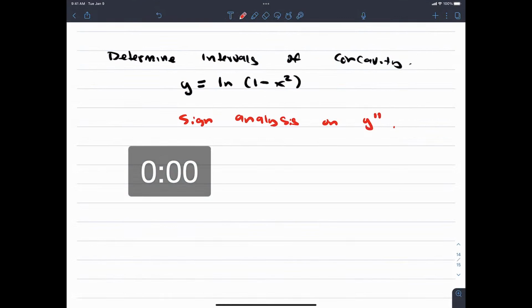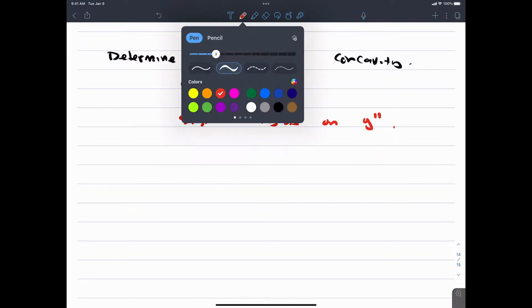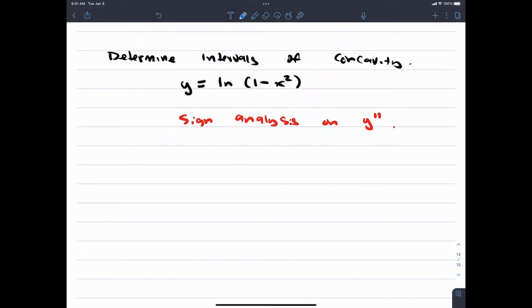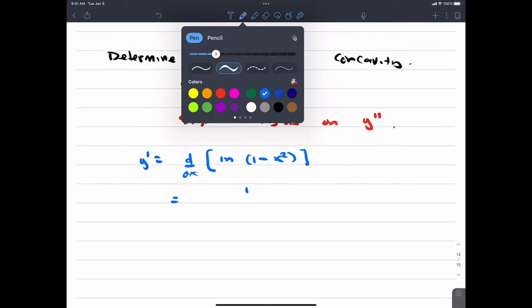All right, let's try these out here. Okay, so ladies and gentlemen, if you're going to get the second derivative, you got to get the first derivative. Is that right? So y prime will be, differentiate what? This function. So what does that give you? Remember, you're going to have to use what here?